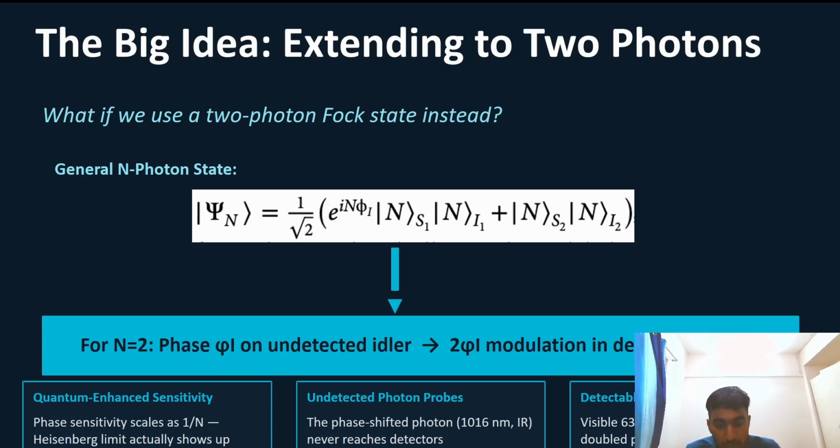So the phase shifted photon, which is the idler photon, never reaches the detector, and we detect the signal photons at the detectable optical frequency, which carry the doubled phase information. Here in the expression, we can see the general n photon state with the accumulated phase factor of the idler in one term. Now, for n equal to 2, the phase phi I on the undetected idler shows up as a 2 phi I modulation in the detected signal photon, which is helpful in improving the sensitivity.